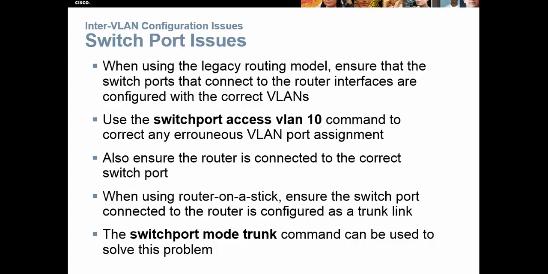Okay, now that we've talked a little bit about inter-VLAN configurations, let's look at some of the troubleshooting techniques that we need to look at because the configurations could possibly be set up wrong. When you're using the legacy routing model, you need to ensure that the switch ports that connect to the router interfaces are configured with the correct VLANs. You need to use the switchport access vlan and the VLAN number command to correct any erroneous VLAN port assignments. Also, you need to ensure that the router is connected to the correct switch port.